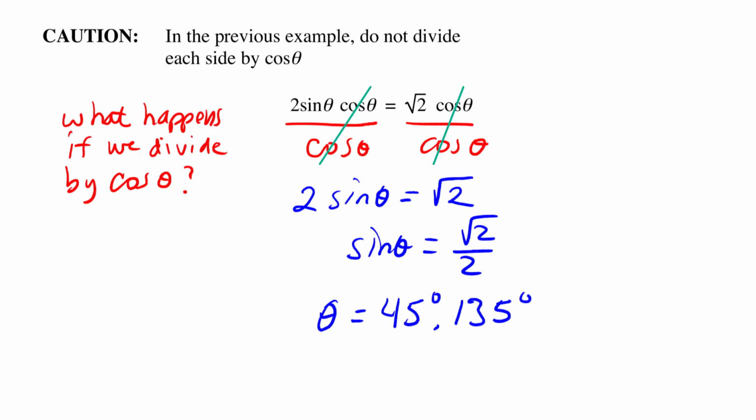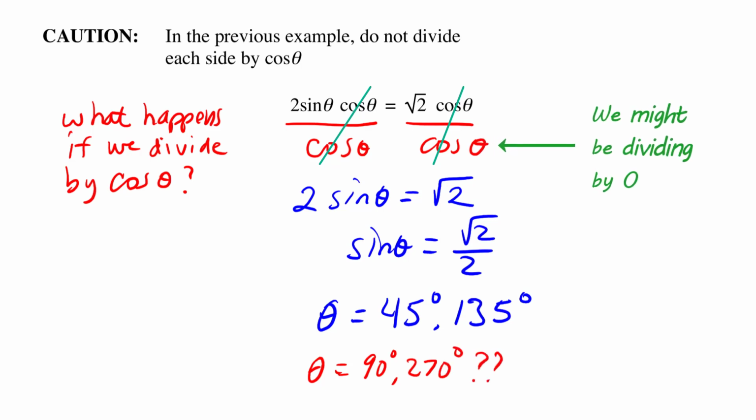The question is, what happened to the other 2 solutions we got when we did example D? What happened to 90 and the 270? Well, it was dividing by cosine theta that actually created a problem, because we might be dividing by 0. The point is, we can't divide out a function. We can divide by a number like 2, but we can't divide by a function when solving an equation.